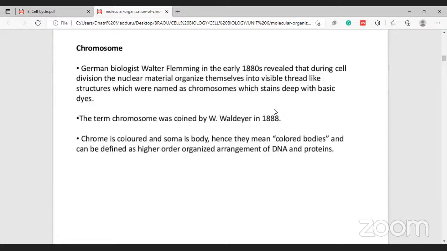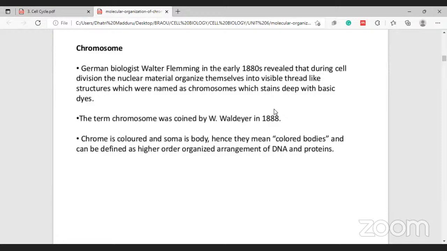If we look under a microscope, we cannot identify DNA, RNA or anything with the naked eye. So we have to stain them or give some fluorescence, and then we can easily identify them. In the same way, the scientists used some basic dyes and stains so that they could identify the chromosomes. The term chromosome was coined by Waldeyer in 1888.